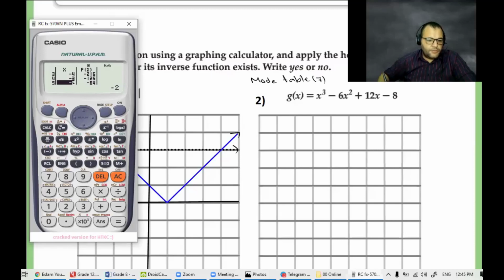Wait, what's your step? Like first step? Just writing the function, start from -6 and end at 6. Okay. Wait, why -6 though? Or you can choose any value. Okay.